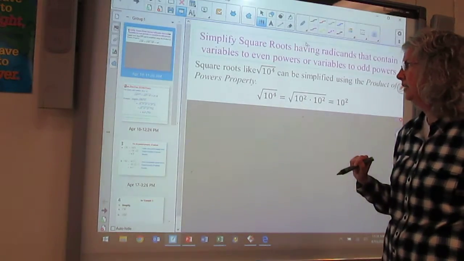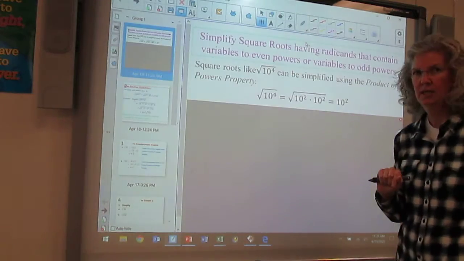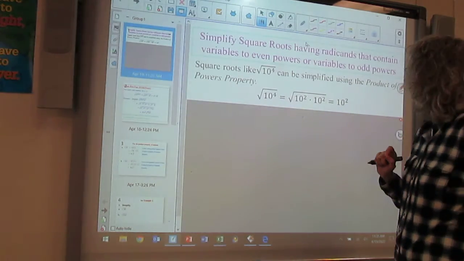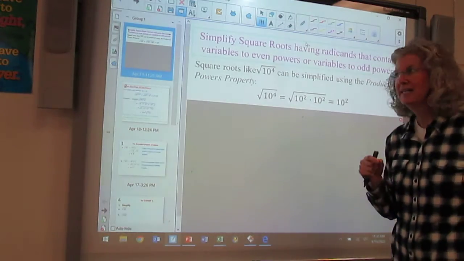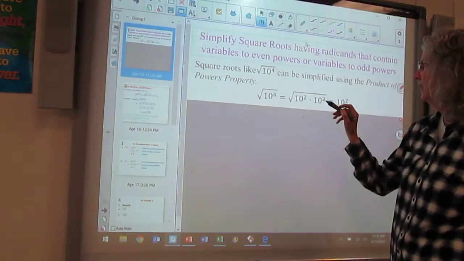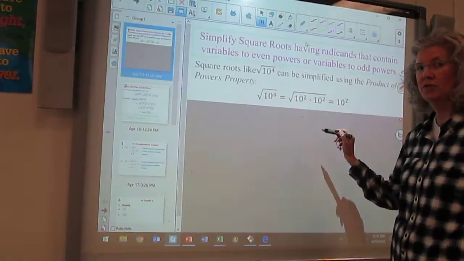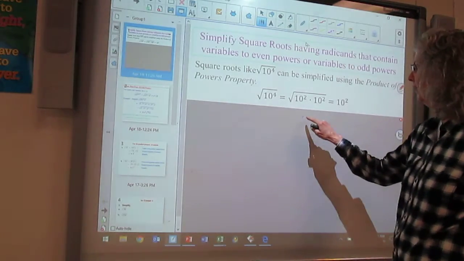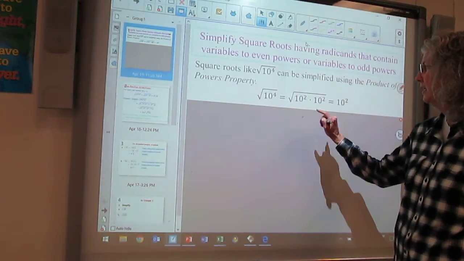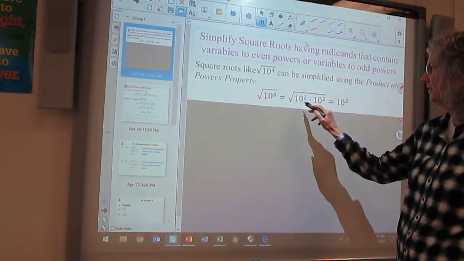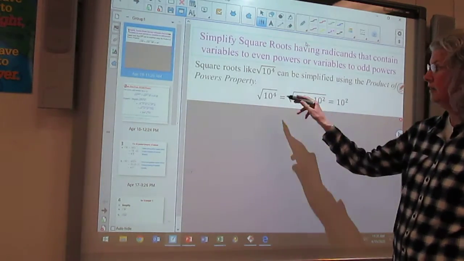Square roots like the square root of 10 to the 4th can be simplified using the product of powers property. The product of powers property states that the square root of a product is equal to the product of the square roots of the factors. So the square root of 10 to the 4th can be written as the square root of the product of 10 squared times 10 squared, because those powers add, we go back to 10 to the 4th.